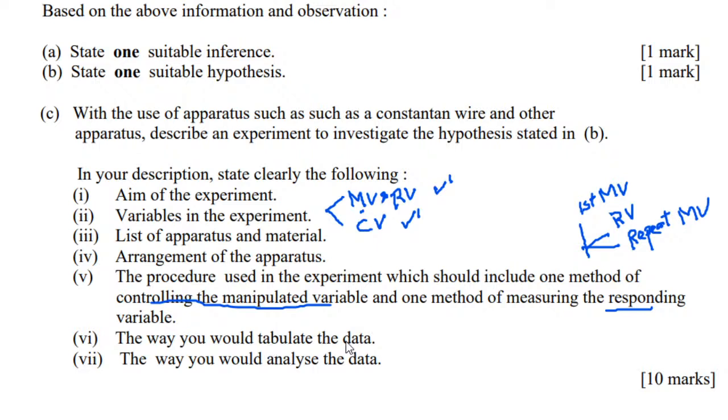Alright, so tabulate data must be shown by using a table, and then analyze data, normally we use a graph. Okay, so see, one mark, right? So aim is 1 mark, variable 2 marks here, and then list of apparatus and material 1 mark, arrangement 1 mark, and then here will be 3 marks. Okay, and then tabulate data 1 mark, and analyze data 1 mark. So altogether, see, 5 plus 5, 10 marks. Okay, so C will be 10 marks.